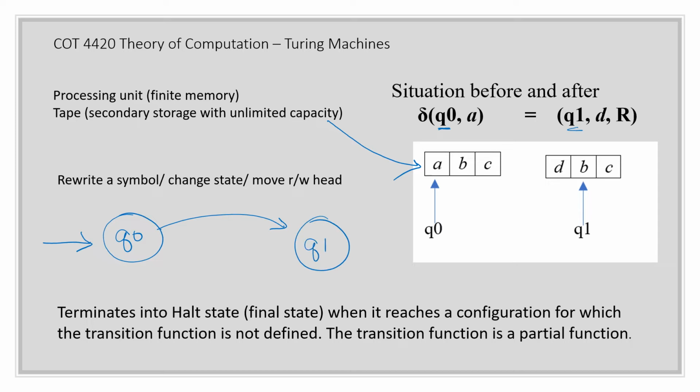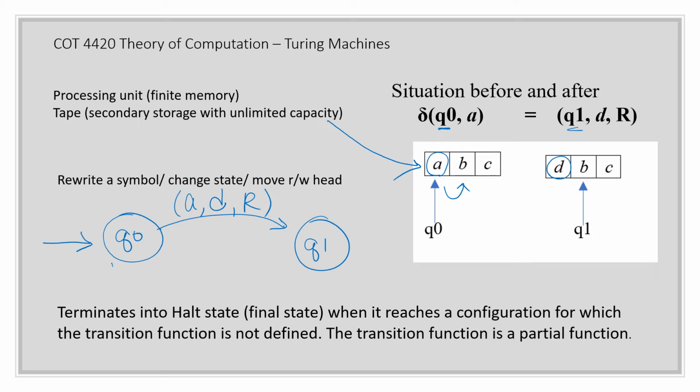So we're in Q0, we transition from Q1. Our symbol is the symbol A right here on our tape, but we're going to change that symbol to a D, and then we're going to move to the right. So this is just a definition of what happens when you have a transition.